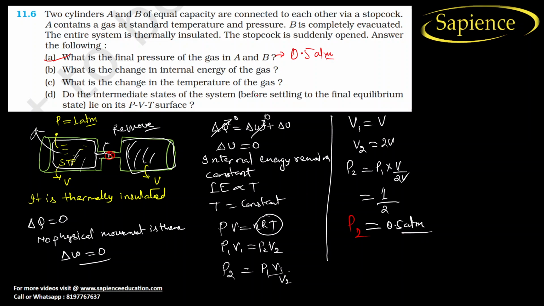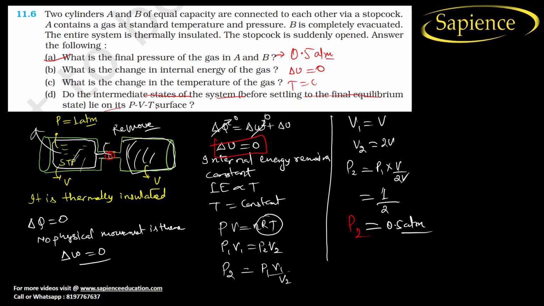Now what is the change in internal energy of the gas? The change in internal energy of the gas is 0, so delta U is equal to 0. There is no change. What is the change in the temperature of the gas? The temperature will remain constant, so again, no change.